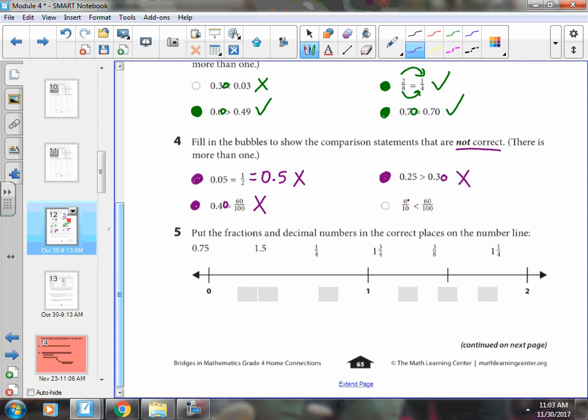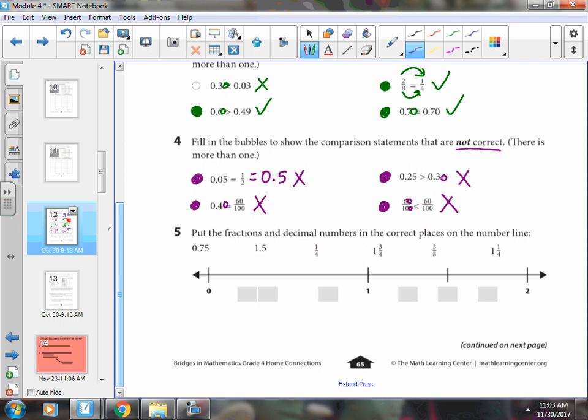Well, let's see, 6/10 is the same thing as 60 hundredths, so there should be an equal sign there. 6/10 is actually the same thing as 60 hundredths. They don't have an equal sign there, so that one's wrong too, which means number 4, all of them are wrong. All of them should be bubbled.